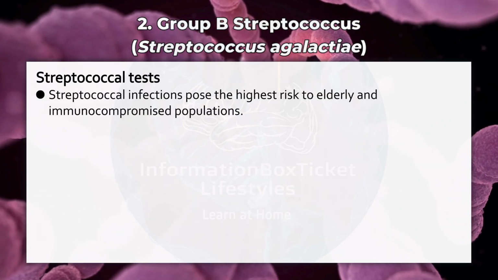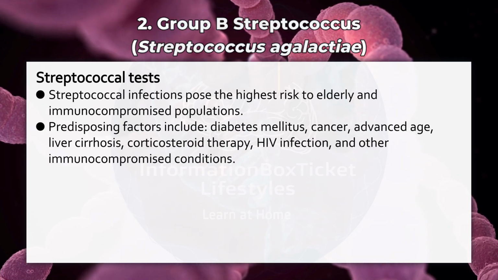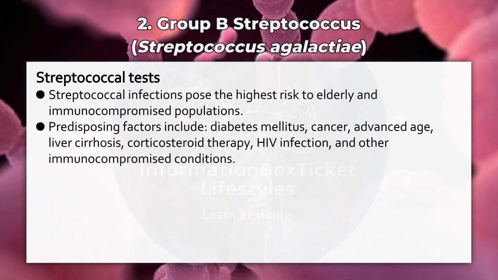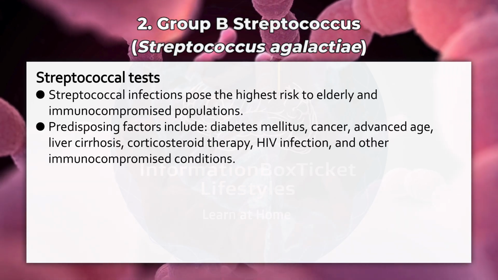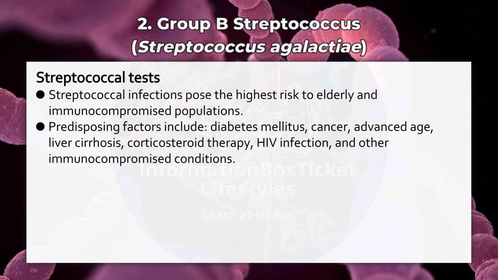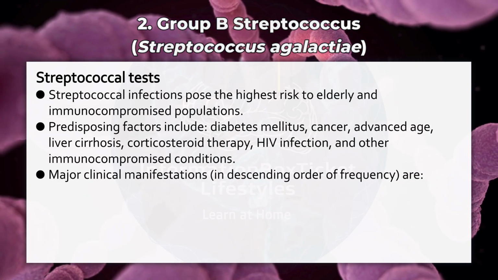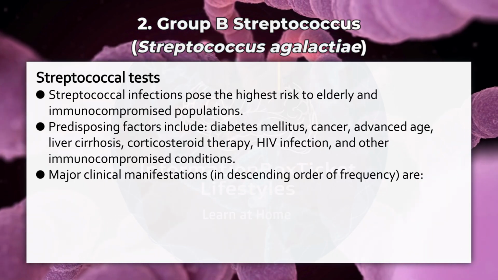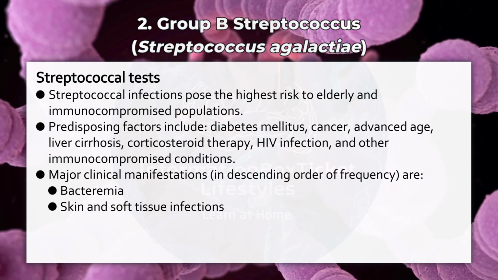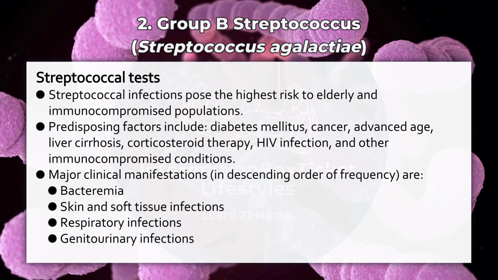Streptococcal infections pose the highest risk to elderly and immunocompromised populations. Predisposing factors include diabetes mellitus, cancer, advanced age, liver cirrhosis, corticosteroid therapy, HIV infection, and other immunocompromised conditions. Major clinical manifestations, in descending order of frequency, are bacteremia, skin and soft tissue infections, respiratory infections, genitourinary infections.